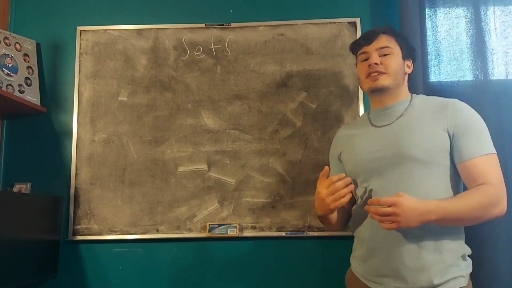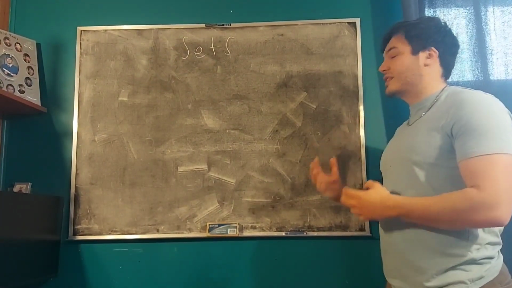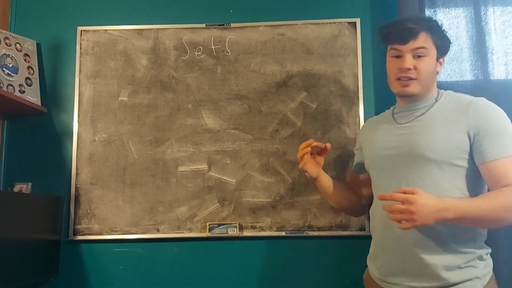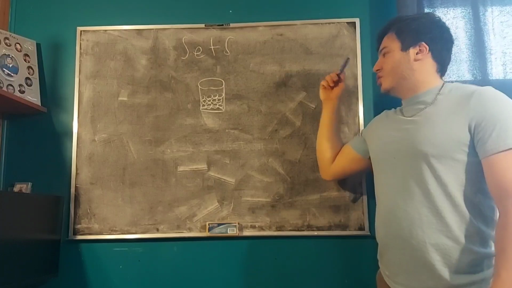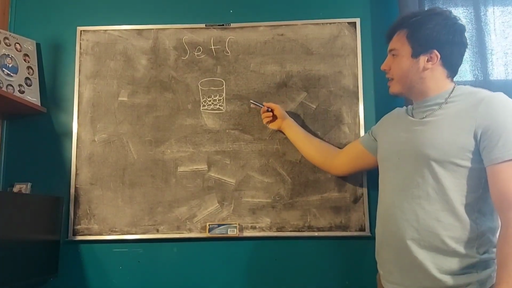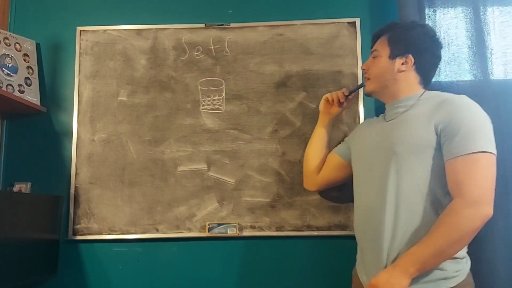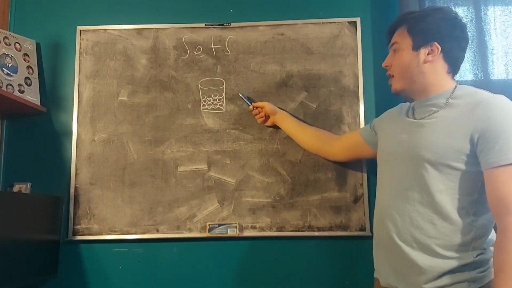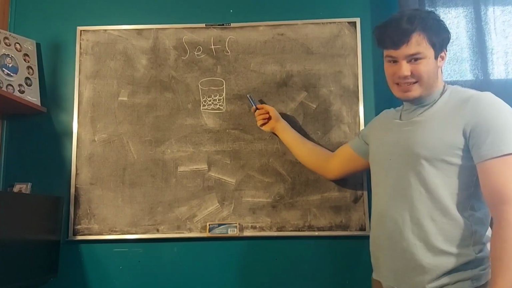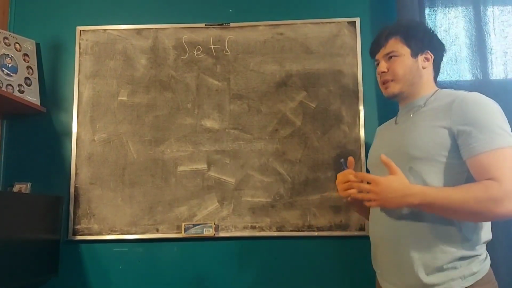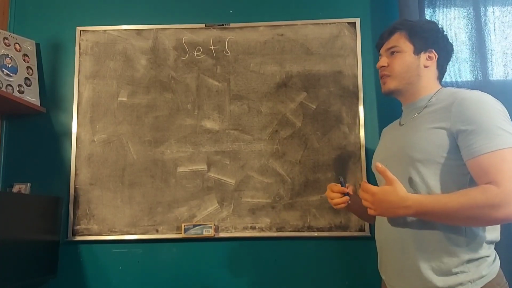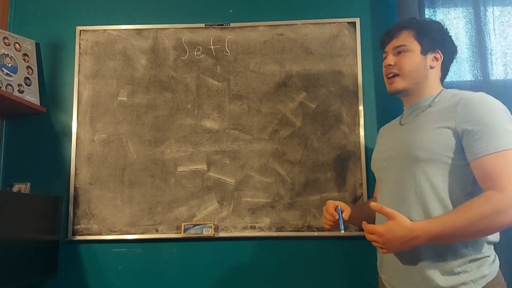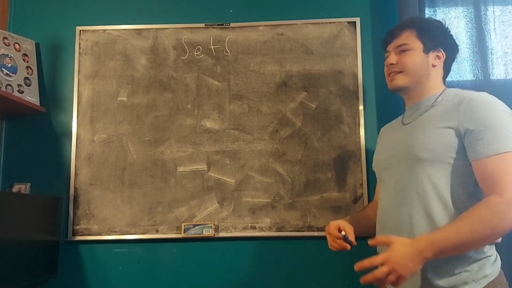But what are they? They're essentially a collection of objects. And the objects are called elements. This is a jar of marbles. The marbles represent the elements, and the jar represents the set. Another example of a set could be a parking lot filled with cars. The cars represent the elements, and the parking lot represents the set.